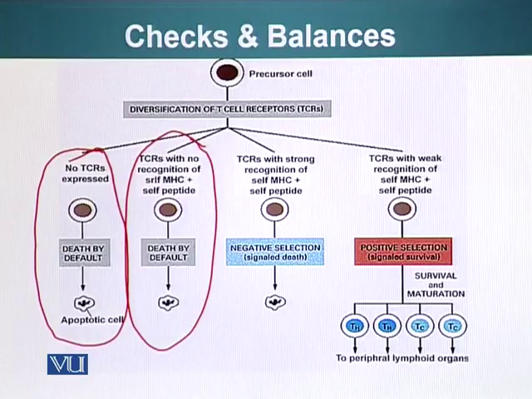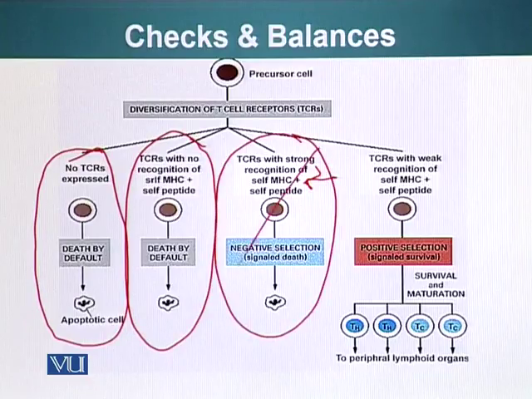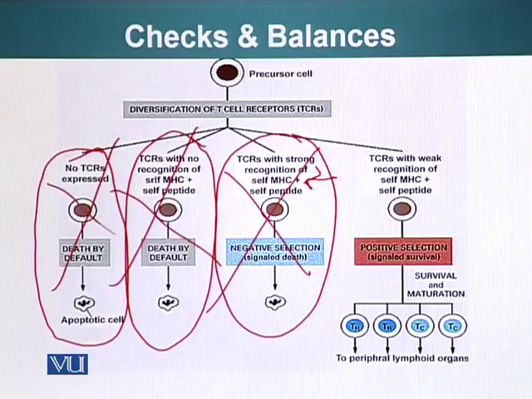T cells which can bind self MHC molecule and self peptide with a strong interaction can cause an autoimmune reaction. Recognition basically means that the T cell is going to become activated. You don't want any T cells that can recognize self molecules by strong recognition and destroy them. So these T cells will also be eliminated. We are eliminating T cells that are useless to us or can cause damage to the host tissue.